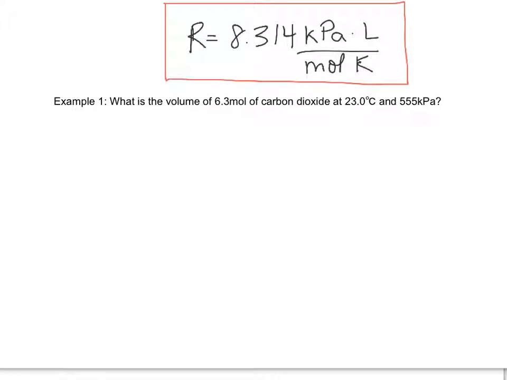Okay, so let's do a couple examples with the ideal gas law. So example 1, what is the volume of 6.3 moles of carbon dioxide at 23 degrees Celsius and 555 kilopascals? So again, let's set out by putting out all of our variables that we have. So I can figure out P, V, N, R, and T.